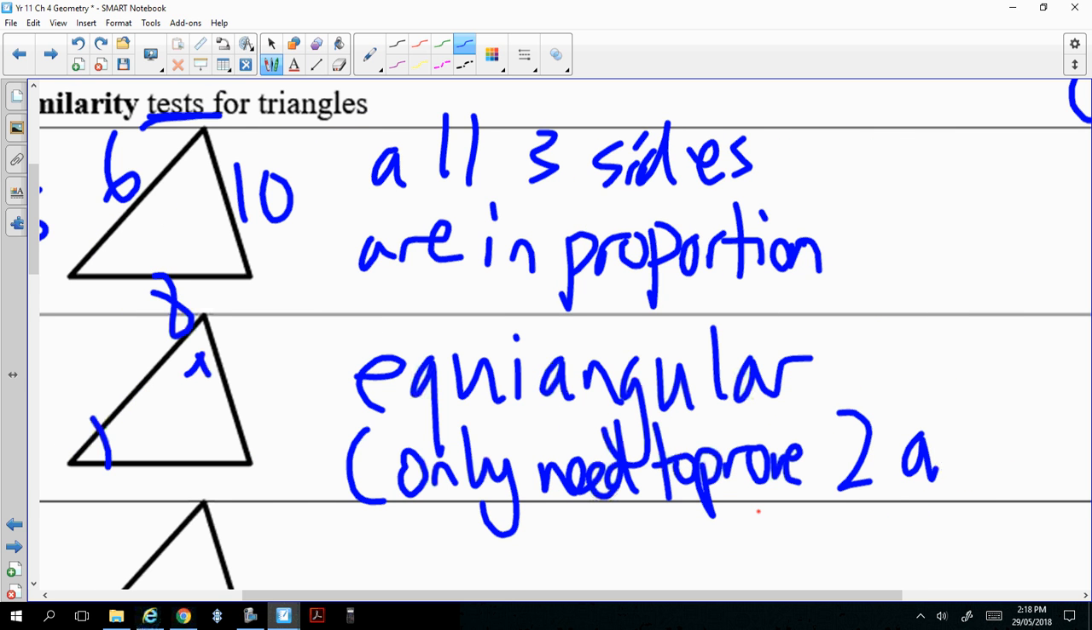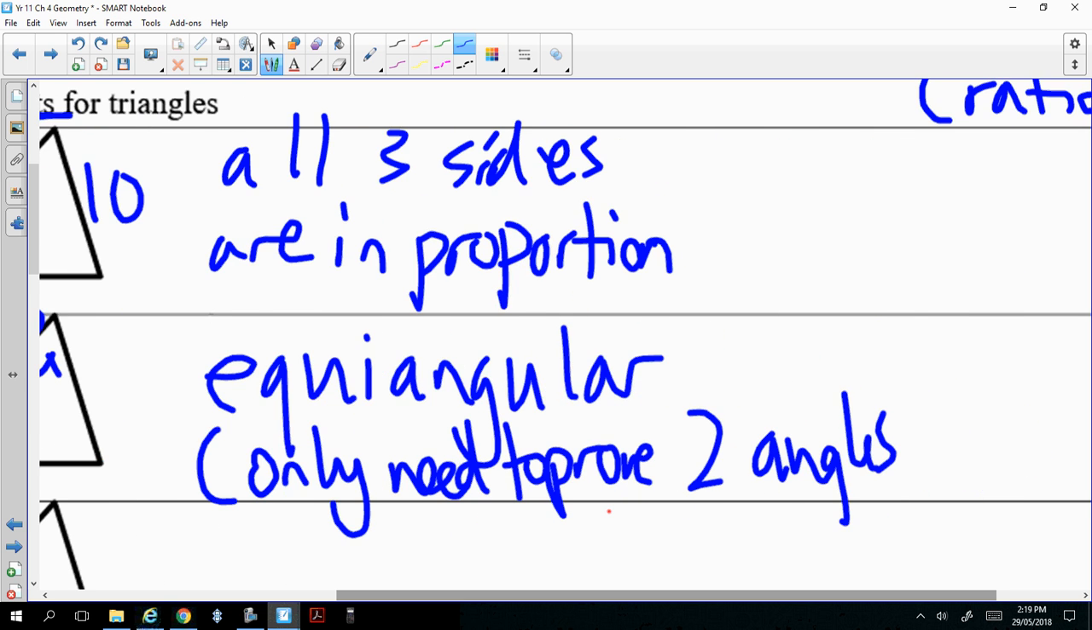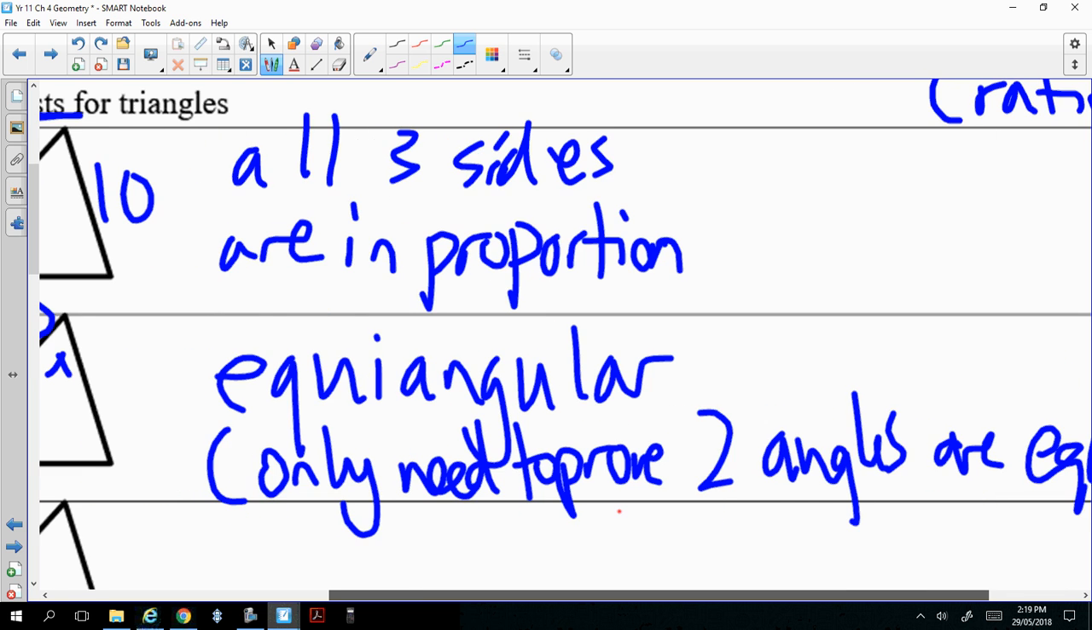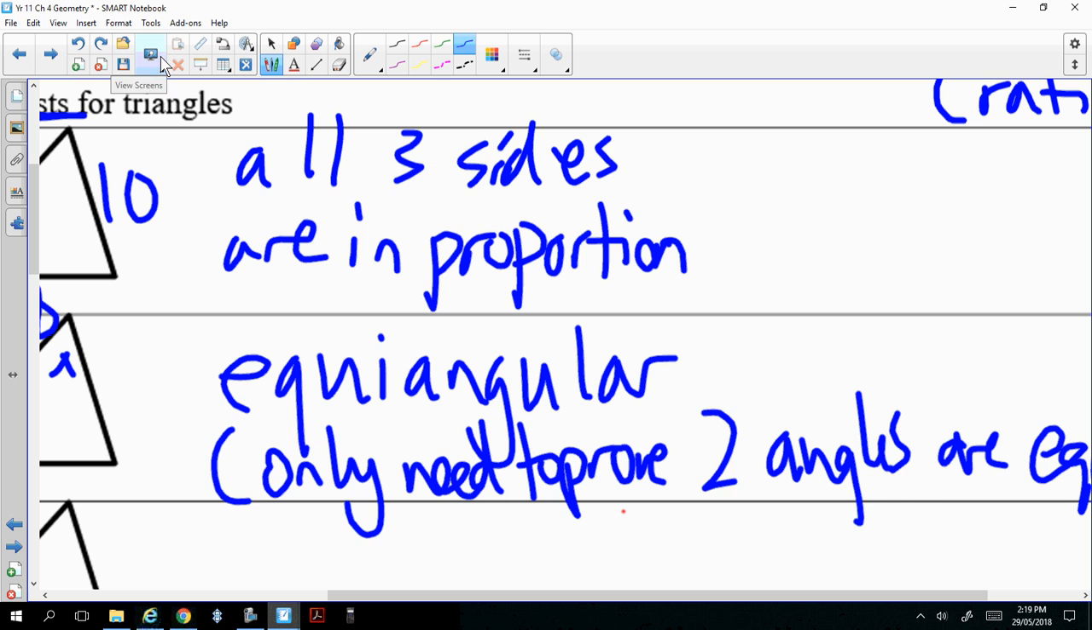Okay, good. Two angles. All right, what's the next thing? The other two are a bit long, so I'll leave that a bit late. Okay, what's the other one?